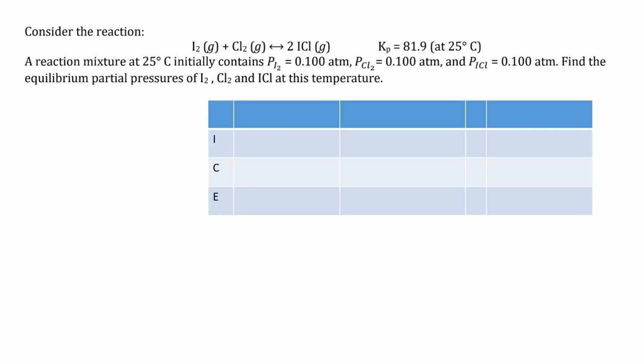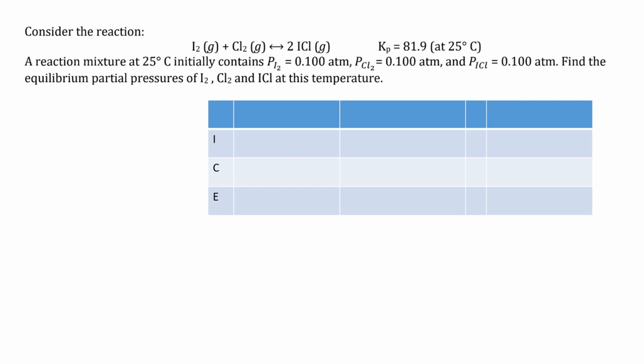So let's consider the following reaction. We have I2 plus Cl2 producing 2 ICl. The reaction is at 25 degrees Celsius. We have a Kp of 81.9. A reaction mixture at 25 degrees Celsius contains 0.100 atmosphere of each gas. Find the equilibrium partial pressures of I2, Cl2, and ICl at this temperature. For this, we are going to consider Le Chatelier's principle. So how do we do this?